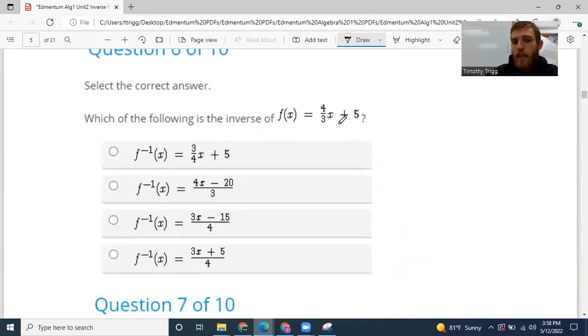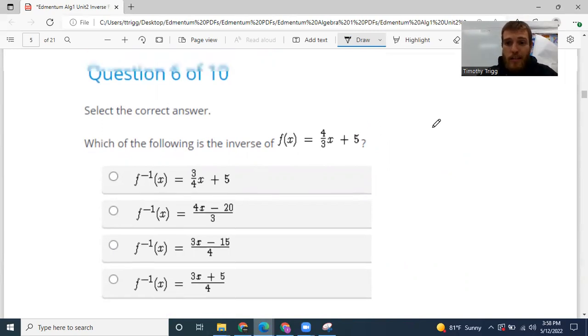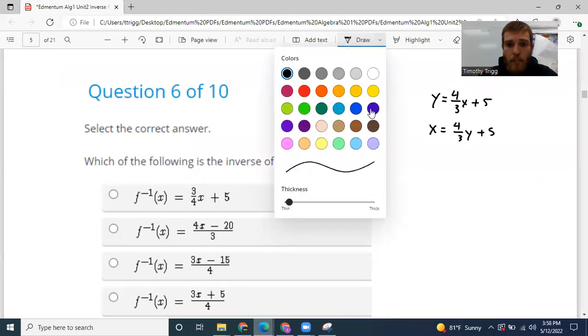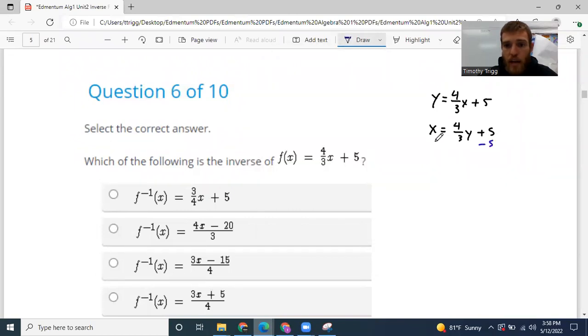Which of the following is the inverse of this function? Remember, in order to find the inverse function, this is the long process one. The first thing we would do is replace f of x with y. Then switch our x and y. Now our goal is to solve for y. My next step would be to subtract 5 from both sides of the equation, and I'm going to move this 4/3 y to the left side.